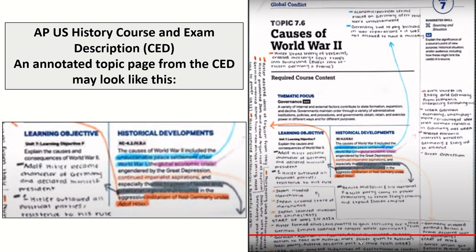This is an example of what an annotation might look like for a topic page. And this student is actually from an AP World History class, but AP World History and AP U.S. History are structured exactly the same. So it does serve as a good example. You can see that they've turned the learning objective into a task. And then to the right over there, the developments, that's where they're going to get a little bit more explicit, more specific as well.